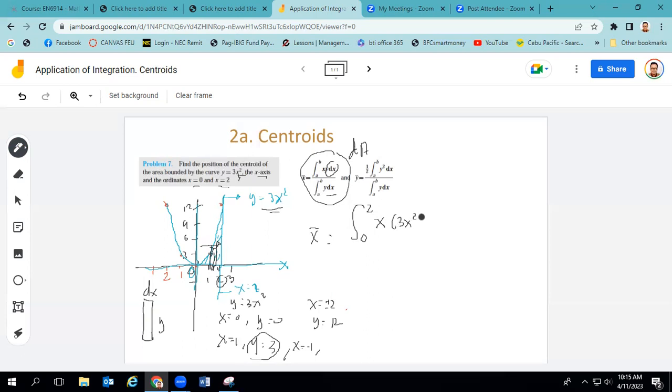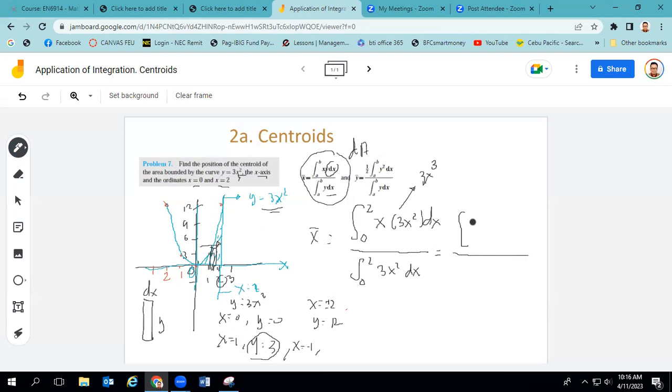3x squared dx. And then your area, or denominator, is still 0 to 2, this is y dx. So you have 3x squared dx. You can integrate, meaning this one is actually 3x cubed.